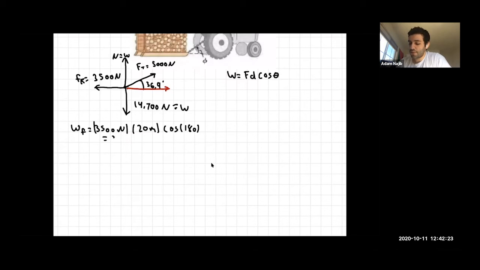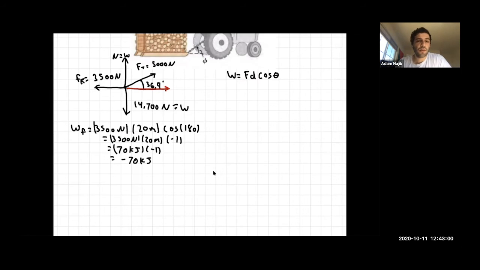So this is going to be equal to 3,500 Newtons times 20 meters times -1, because again, cosine of 180 is -1. And 3,500 times 20, I know 35 times 2 is 70. And then I have to add the 3 zeros from the rest. So it should be 70 kilojoules times -1. So it's equal to 70 kilojoules, which is also 70,000 joules, times -1. So the work done by friction is -70 kilojoules.